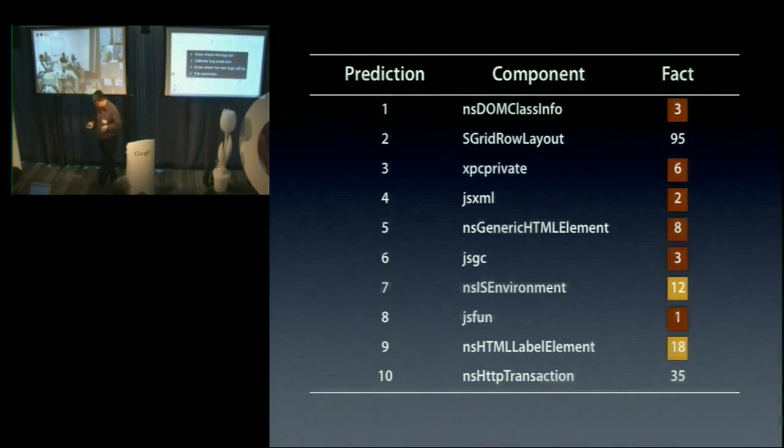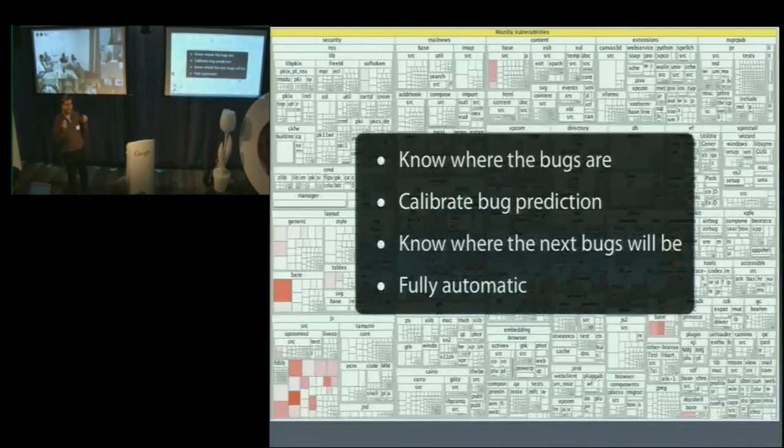So this is also something your version history can give you. It can tell you where the bugs are. We're able to calibrate a bug prediction based on appropriate features. We can predict where the next bugs will be. And again, this is an automatic technique. You press a button, you get the map, you can get the prediction.